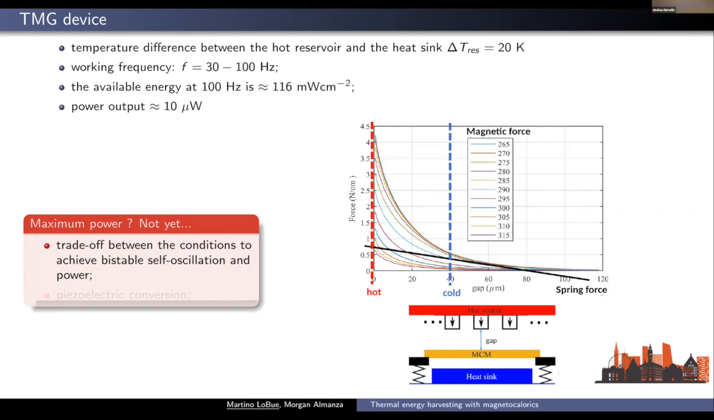Why that? Well, because we are not really at maximum power, because there's another trade-off, that is the trade-off between the elastic force of the device and the magnetic force at different temperature. That is due to the magnetic gradient of the magnets and to the temperature of the gadolinium sample. This balance between these two forces is what gets the good condition for the bistable self-oscillation, that is what we need. But to get there, at the present moment, we had to work a little apart from the maximum power, and that's why of that result.